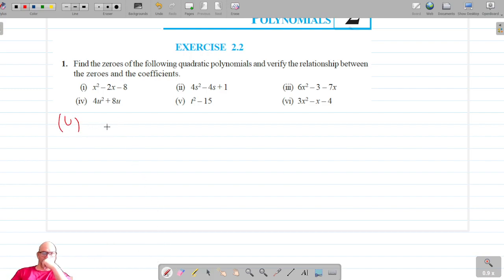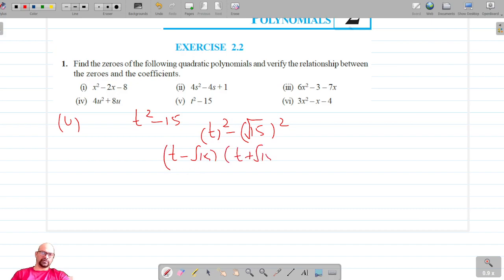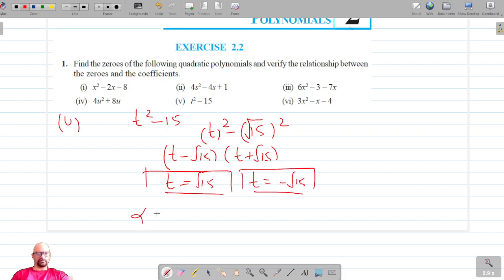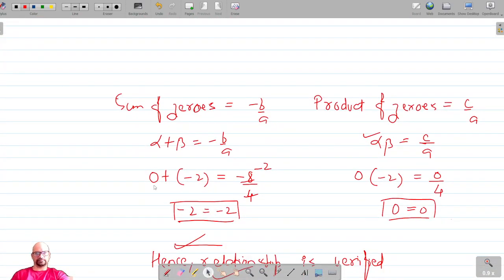Okay, the next one is the quadratic polynomial t square minus 15, and I can write it as a square, and let me write 15 as root 15 square. So this is a square minus b square, and a square minus b square is a minus b into a plus b, which gives me t is equal to root 15 or t is equal to negative root 15. So I have got two zeros. So let one be alpha and the other be beta. And let's verify the relationship.